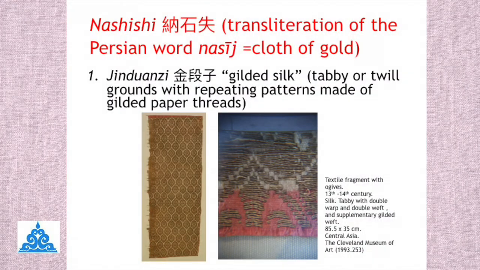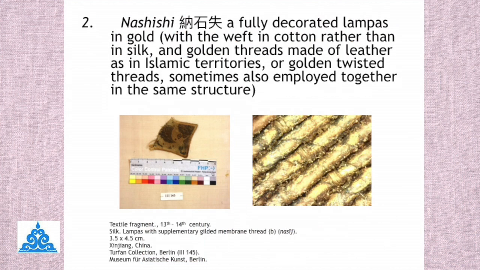The structure of this textile, that is very complicated, is a typical Eastern Iranian technique imported to China during the Liao and Jin period and used to create brocades. The second one is the nashishi itself, a fully decorated lampas in gold, which, unlike the first, could have the weft in cotton rather than in silk, and golden thread made of leather as in Islamic territory, or golden twisted thread, sometimes also employed together in the same structure. Style and motif were generally of Central Asian inspiration.